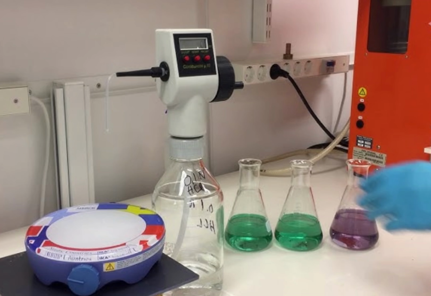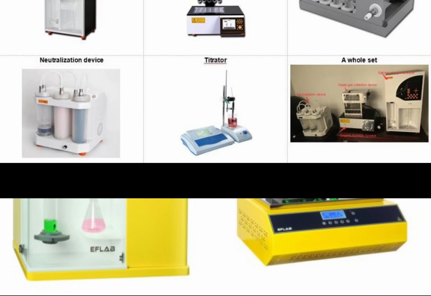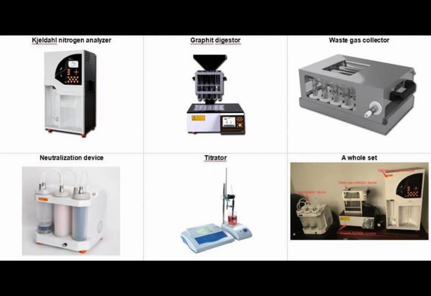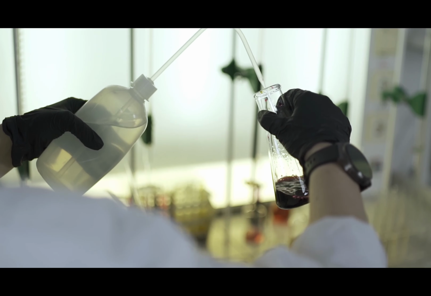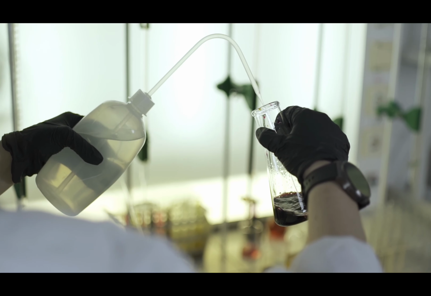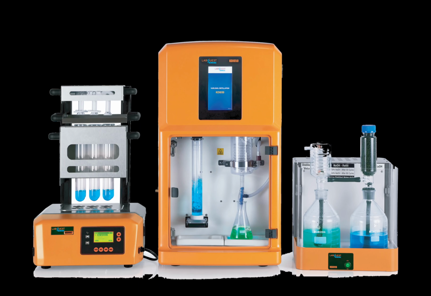The third step is titration. Finally, the captured ammonia is measured by titration. Modern automatic Kjeldahl machines perform this titration process automatically. The instrument calculates the nitrogen percentage and protein percentage. Results are displayed directly on the display screen.